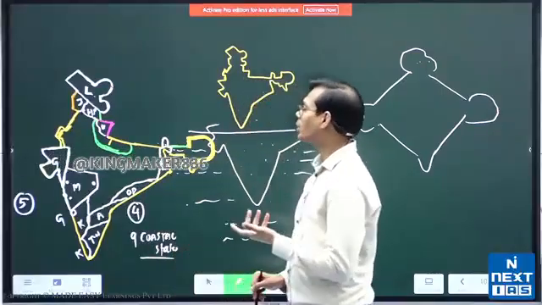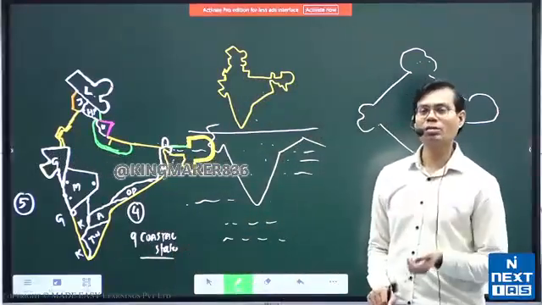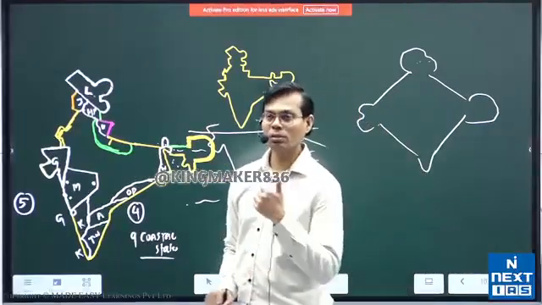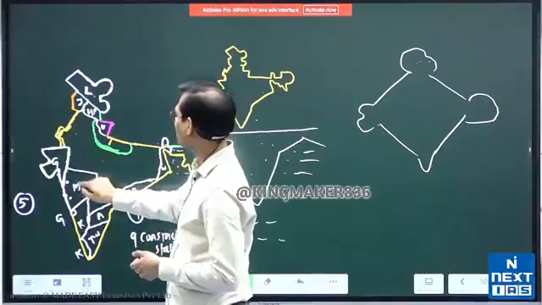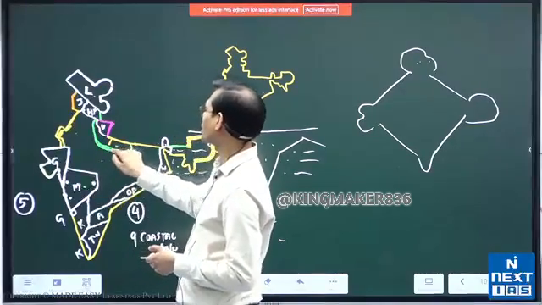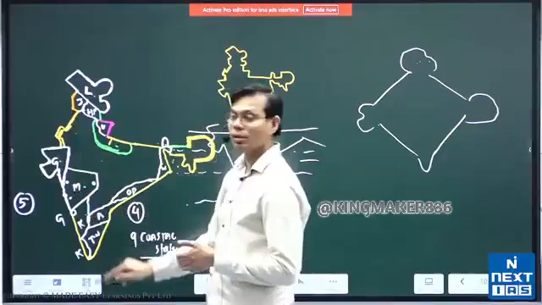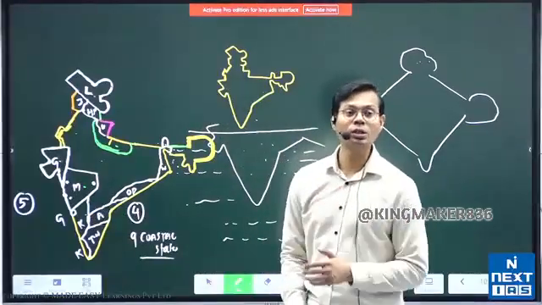Population में तो है ही number 1 UP, but area में भी 4th-5th largest state of the India. After number 1 area wise Rajasthan, number 2 Madhya Pradesh, number 3 Maharashtra, number 4 UP, then the Gujarat, then the Karnataka. Top 5-6 states you have to know.